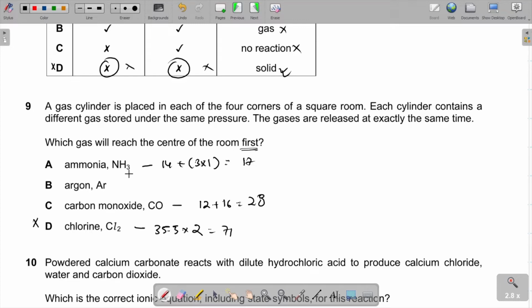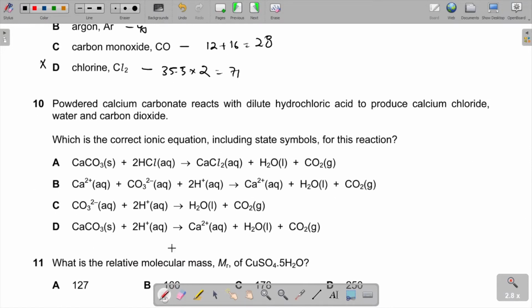So argon is an inert gas. It doesn't form any sort of diatomic molecules. So directly from the periodic table, we can say the MR of argon is 40. So for this, the answer for 9 is going to be A, because A has the lowest molecular mass, or MR. Okay, moving on to question number 10.